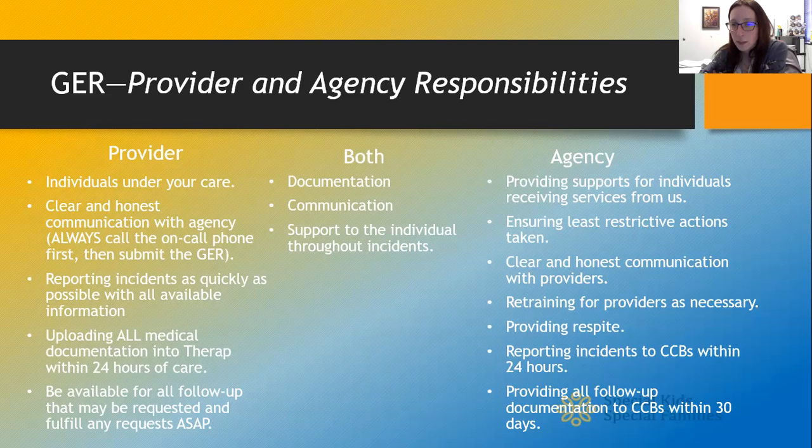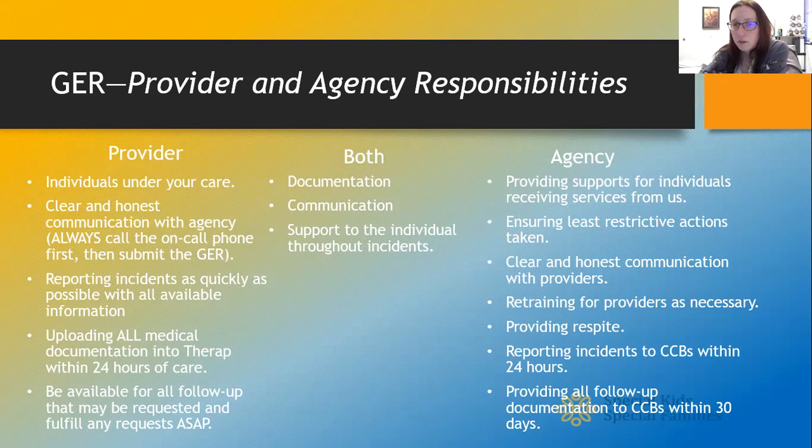Providing respite. There are times where these events can be stressful on both the individual and on the provider. And having a safe, calm, non-stressed environment is best for all parties involved. So if you feel like after, say, a critical incident or something that respite is needed, communicate that with us and we will make sure that that happens.